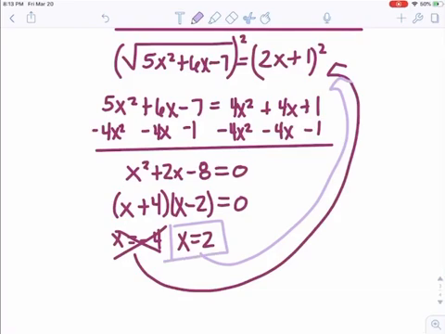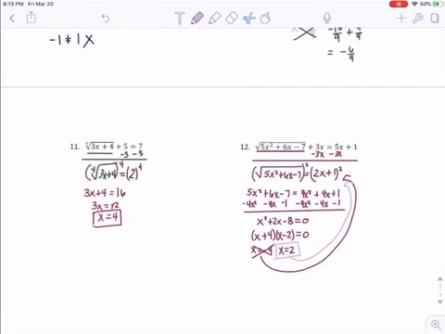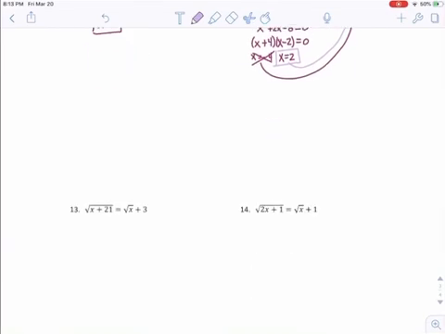Again, you could plug it into the whole thing and take a little bit more time to figure out your answer. But hopefully you start picking up on these shortcuts. Save yourself as much time as possible.